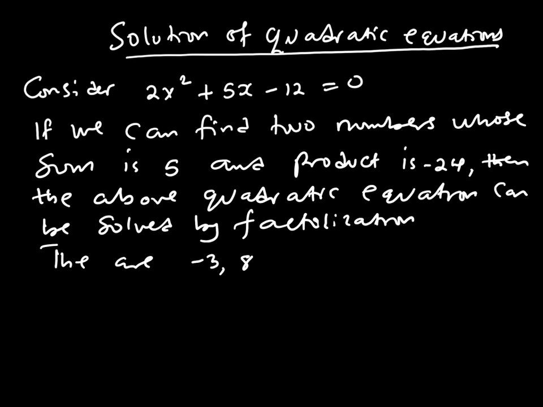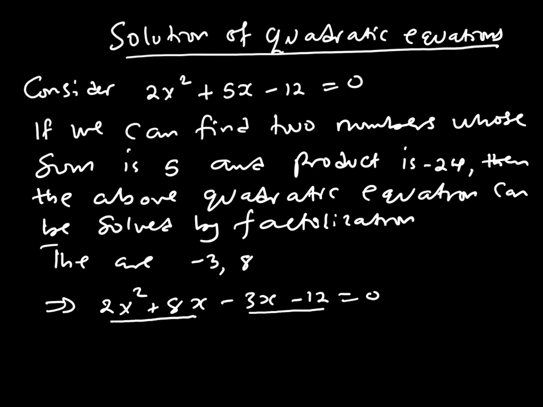So this is how we go about it if we factorize. Over 2x squared, the 5x will be written in terms of the sum of these factors. So we shall have 8x minus 3x, minus 12 equals 0. If we group the 2x squared and the 8x, then the minus 3x and the minus 12, we can have 2x into x plus 4. That's a common factor between these two. And here there is also a common factor, which is minus 3 into x plus 4.